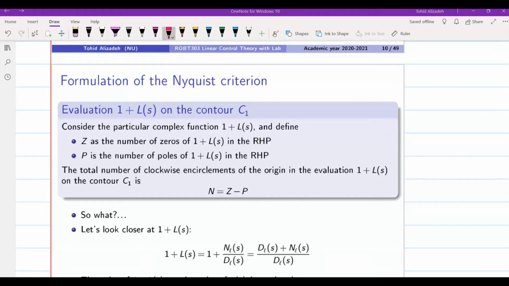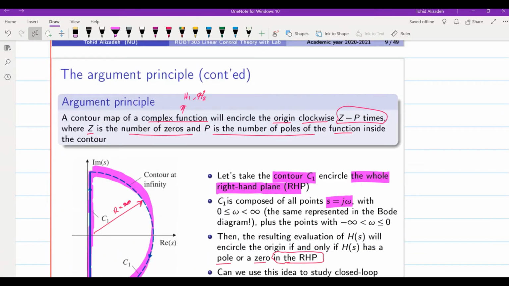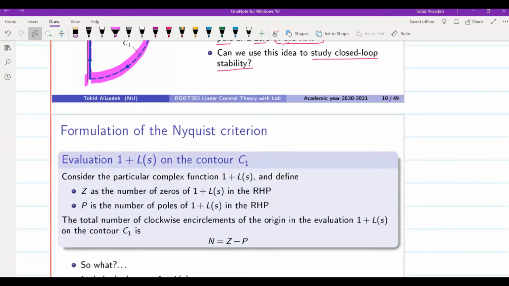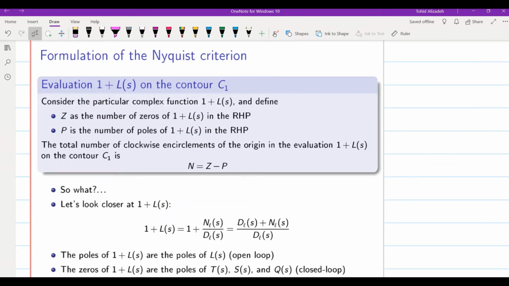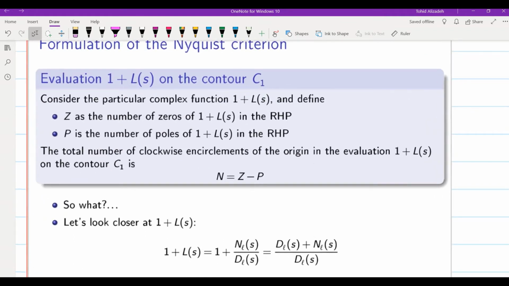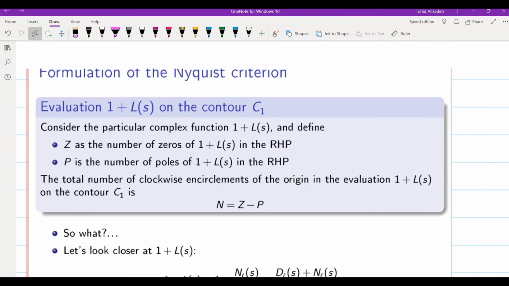Hello everyone. In the previous lecture we learned about the argument principle. And now we are going to see how the argument principle could be used in order to discuss the stability of the closed loop system by referring to the open loop system.